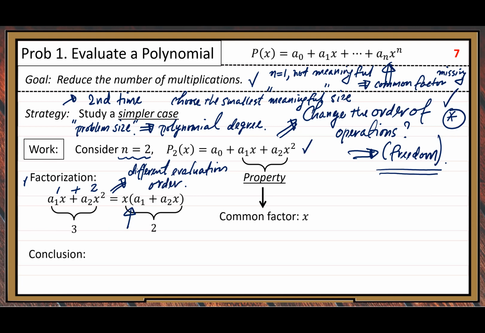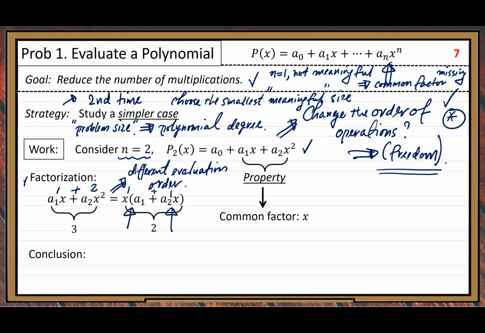To find the value of that parenthesis number, we only need to do another multiplication between a2 and x. So the total is 1 plus 1 equals 2. 1 here, 1 here, 1 plus 1 equals 2. That's the reduction, right? The number is reduced from 3 to 2.